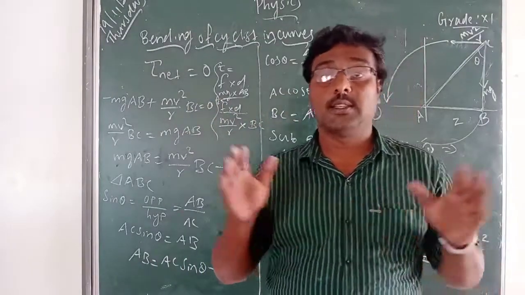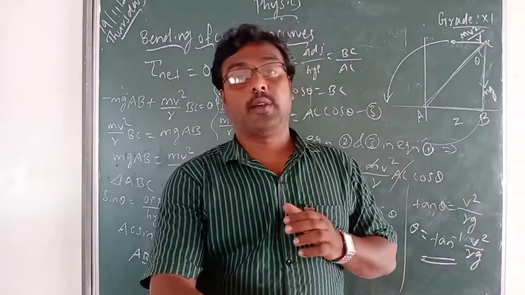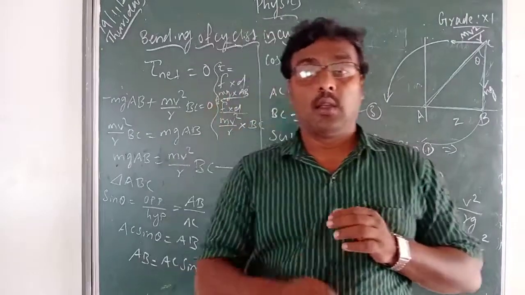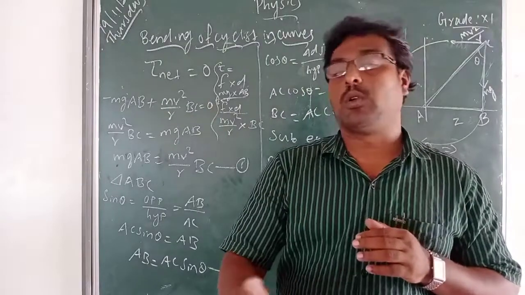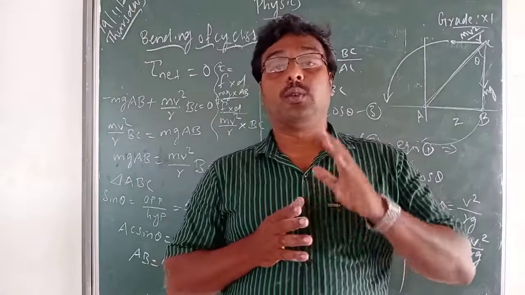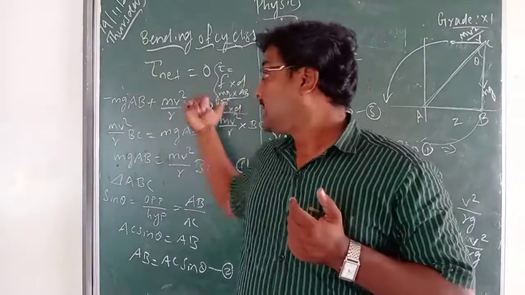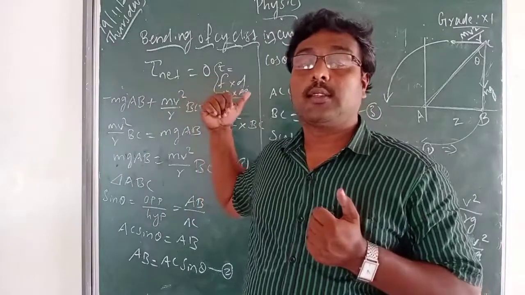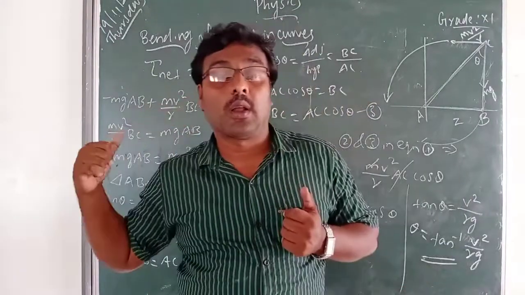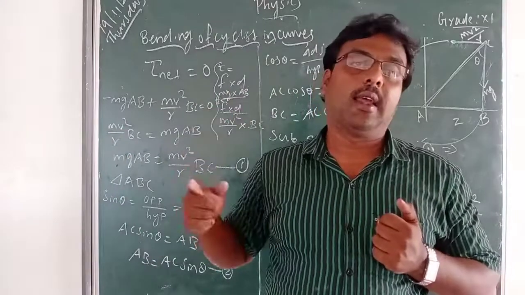So my dear students, it is one of the very important questions. The definition of center of gravity is an important 2-mark question, and the principle of moments, F1d1 equals F2d2. Learn that formula, the center of gravity definition, this derivation, and bending of a cyclist on curves. It is a very important 5-mark question. Mark it, practice it, and learn it.